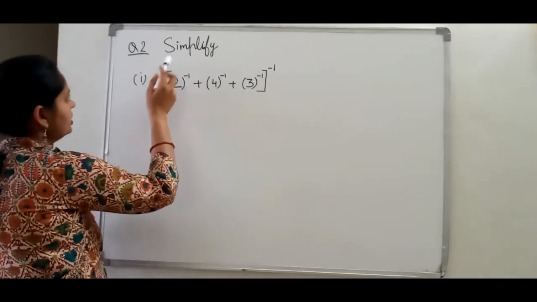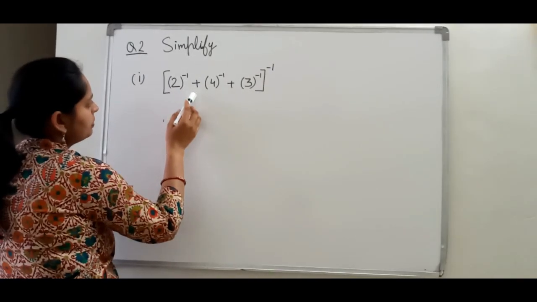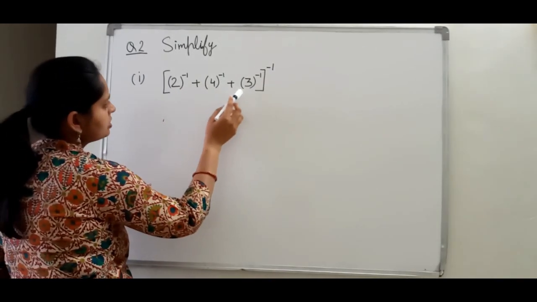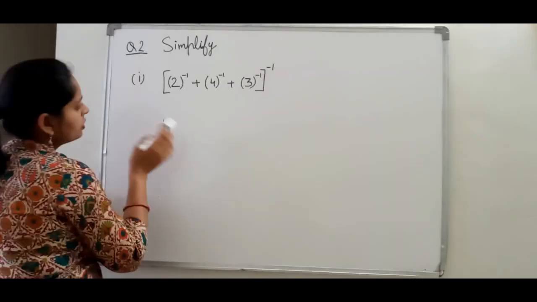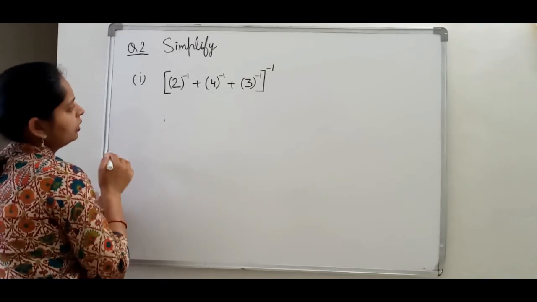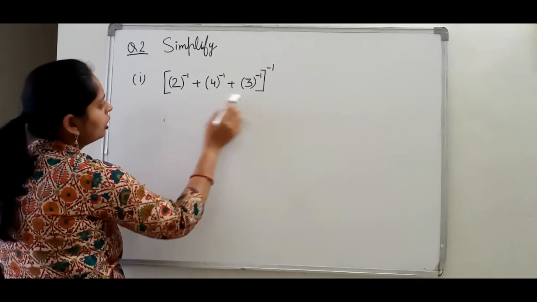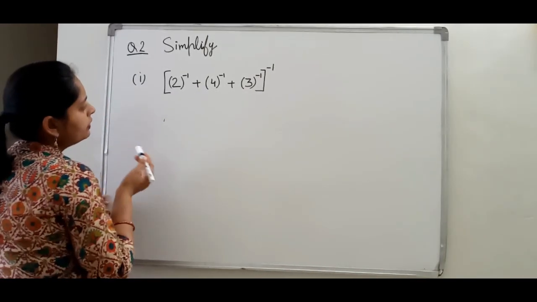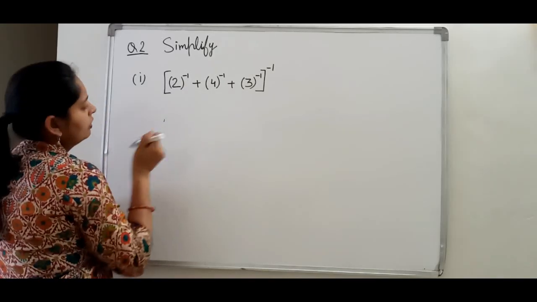Now, the second question is simplify. See the very first question of this part. 2 to the power minus 1 plus 4 to the power minus 1 plus 3 to the power minus 1 whole to the power minus 1. I have told you just before this about the laws. We have not studied any law in which plus has been included. Everyone is having different bases, so we are not having any law to apply on it. But what we need to do, first step is we have to make the power positive within the bracket.